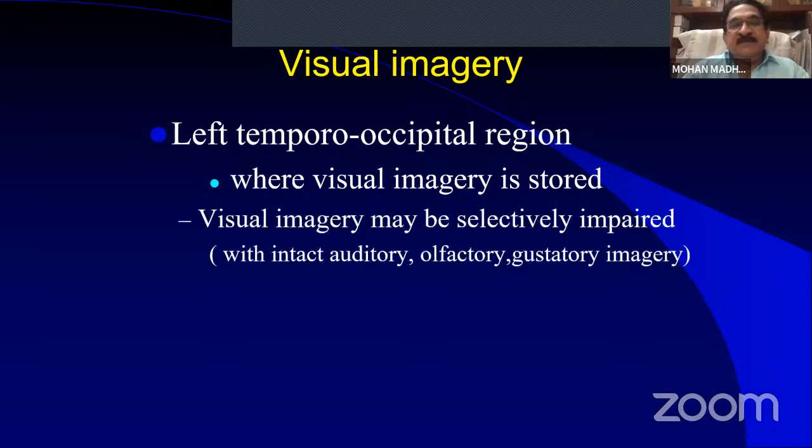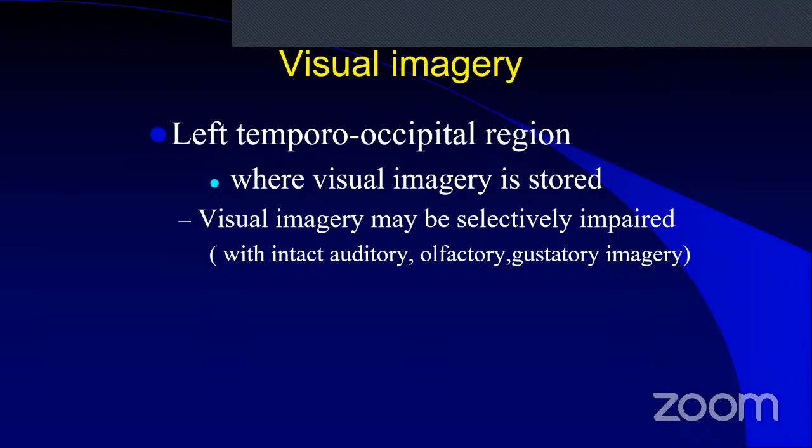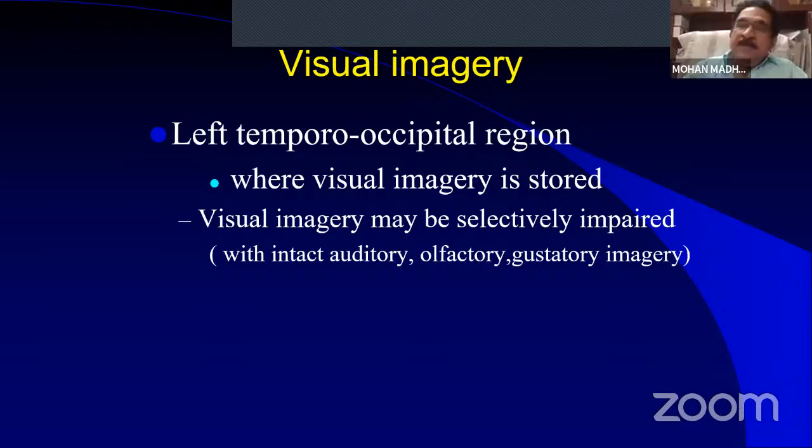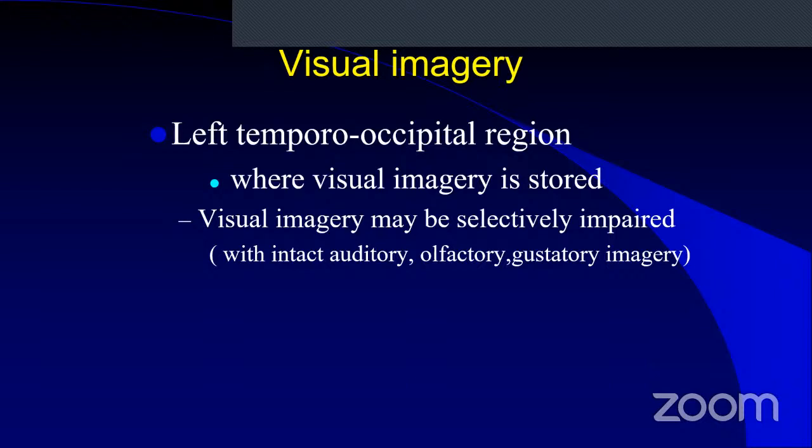So this is a site where visual imagery is tested, and visual imagery can be selectively impaired. If that pathway is affected, he can tell you the use, provided there is no visualization. He will not be able to tell the use when shown the object, because it can be identified only by another sensory modality. What is the use of a pen? If you ask, they will be able to tell.